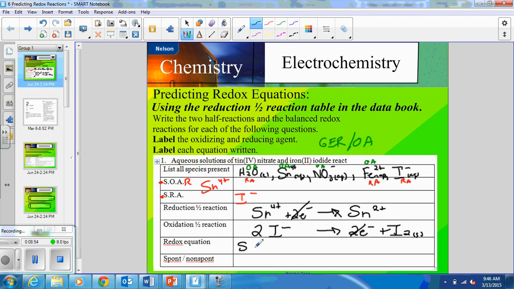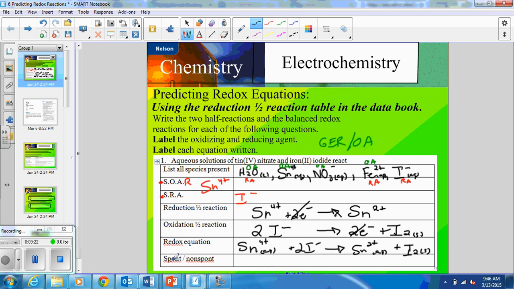My net redox equation is going to give me tin 4 aqueous plus 2I-, and this will produce tin 2 aqueous plus I2 solid. The last step is we predict the spontaneity.